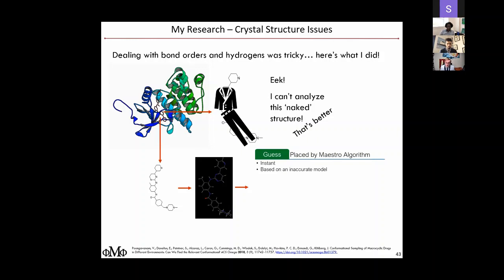So when I use this algorithm, it's very instant. It's based on an inaccurate model. This is in Maestro. But then I used a predicted model, which is what Pungavanam et al. did. And that's relatively fast. It takes about a minute to put these hydrogens on and make sure the bond orders are correct and whatnot. It's relatively accurate.